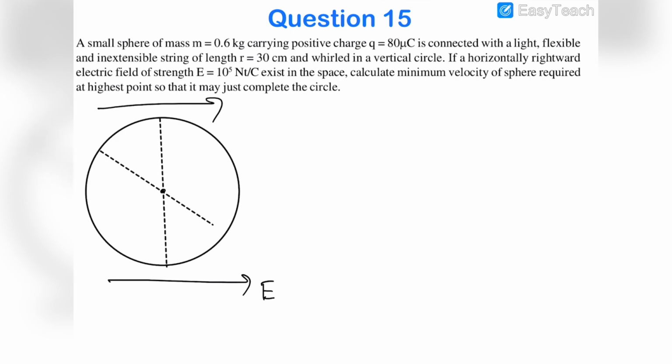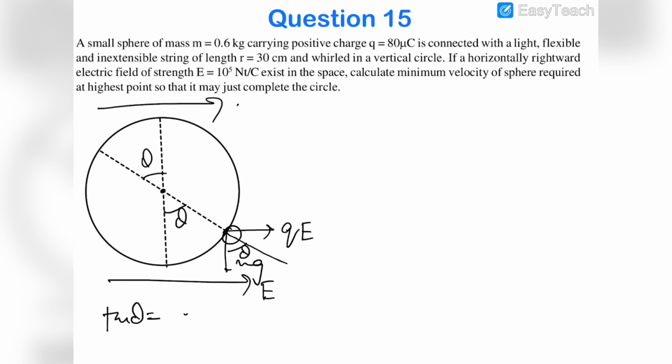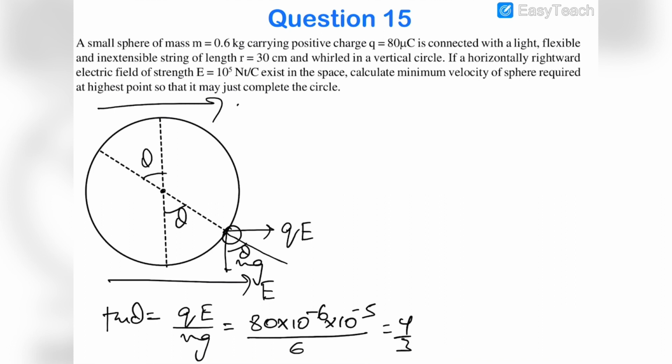Let us see that in the equilibrium position, when the sphere would be at rest, the angle made by the sphere would be theta from the vertical, and this is due to the fact that there would be forces QE and mg acting. So we know that this angle is theta, and tan theta will be equal to QE by mg. Now Q is 80 into 10 raised to power minus 6, E is 10 raised to power minus 5, mg is 6, so this is 4 by 3, and theta will be equal to 53 degrees.